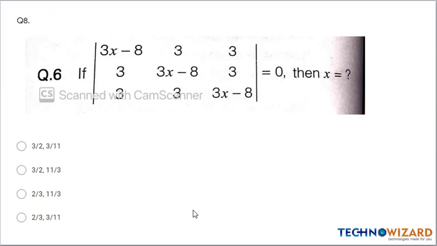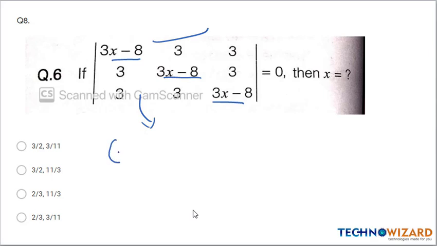Next question, question number 8. Question number 8 is based upon matrix solving. You can simply find the determinant for this, but I will solve this question by a trick. See that trick. Okay. If you see that all the diagonal elements are same and all the non-diagonal elements are also same, then only this trick is possible.